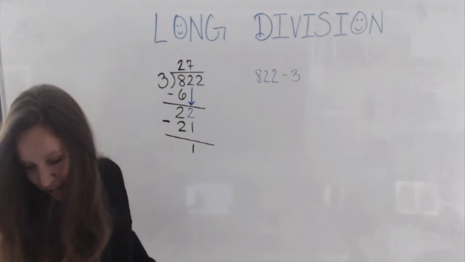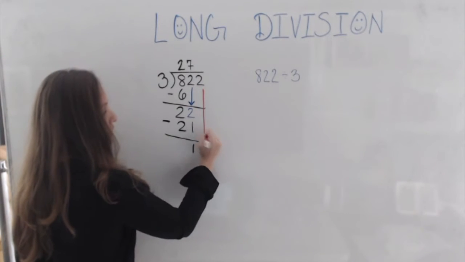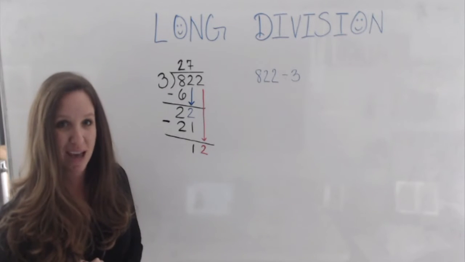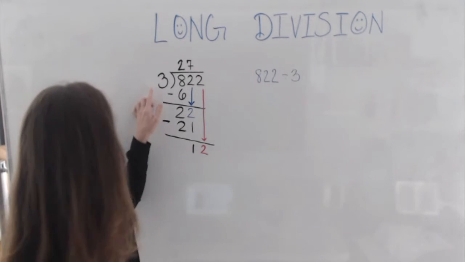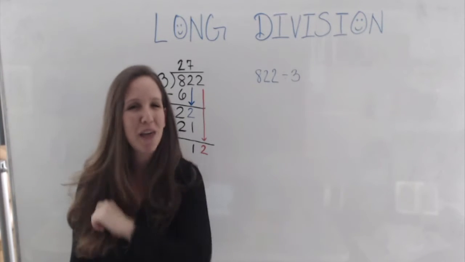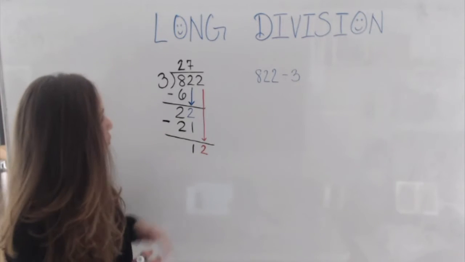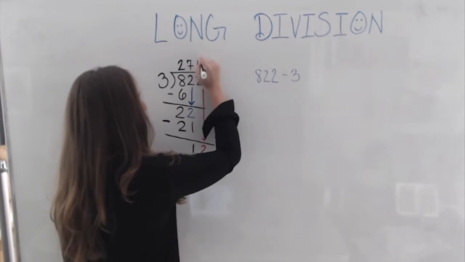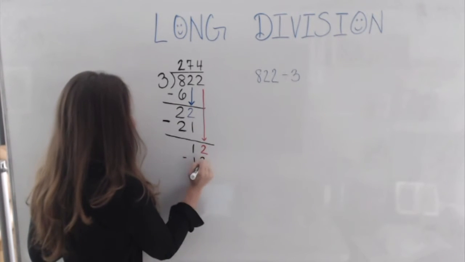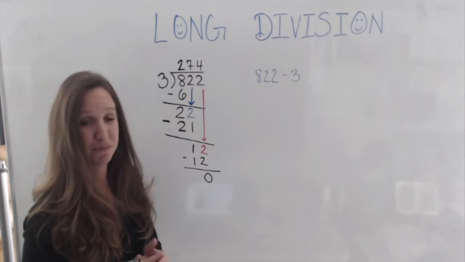Now we're going to bring down the next number. You keep going and bringing down your numbers until there are no more numbers left to bring down. Now, how many times does 3 go into 12? Well, we know that one, and that one is a perfect one. 3 goes into 12 a perfect 4 times. So we subtract 12, and we get a 0 at the end.